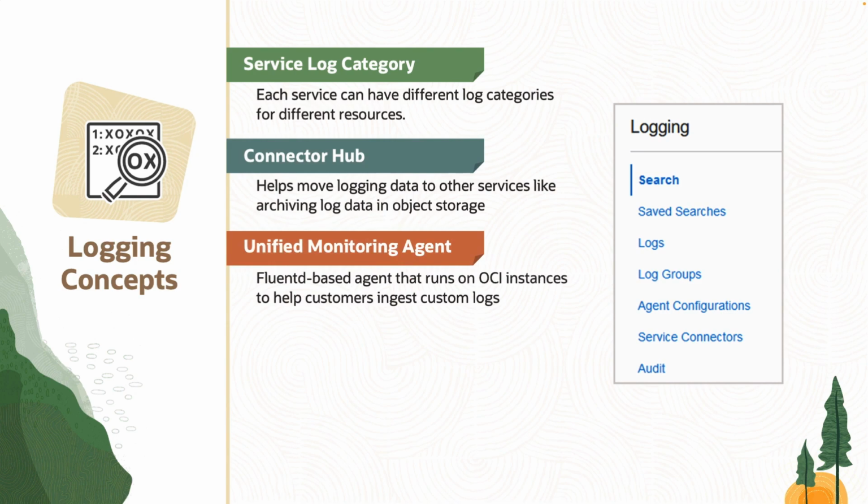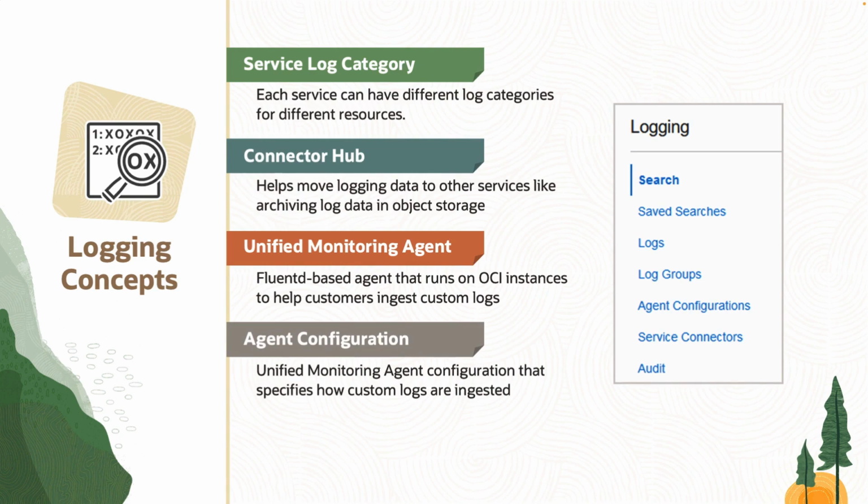The Unified Monitoring Agent is also known as the Fluentd agent, and it is a fully managed agent on OCI instances. This agent is used to ingest custom logs from your applications running on OCI instances. And this agent can also be installed manually on external systems to collect custom logs into the OCI logging service. Agent configuration is a section of logging service where you can provide the configuration for this unified monitoring agent. This configuration is where you define how the custom log should be ingested into the logging service.